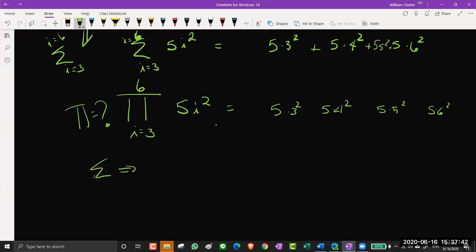Sigma means sum. Pi means what? Any guesses? Multiply. Yeah, right. It's a Greek P. What's the word in English I'm talking about? Product. Right. So pi means product. Sigma means sum. So now I have a pi. So I'm not going to put plus here. I'm going to put what?